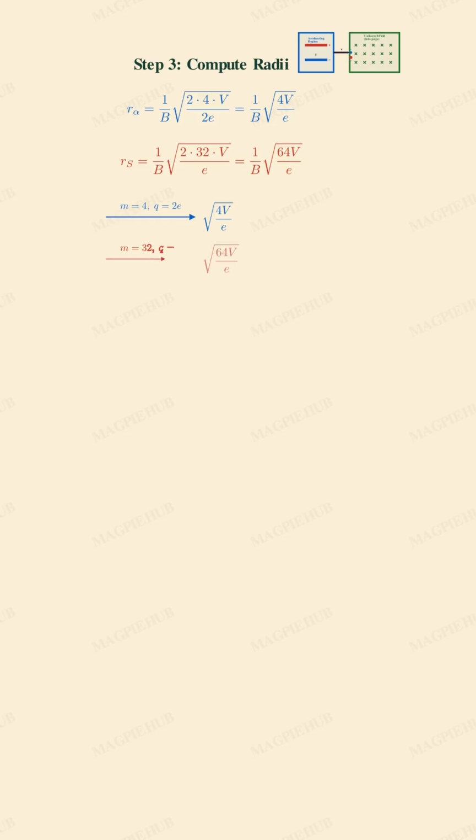Step 3. Compute the radii. For the alpha particle, we substitute mass 4 amu and charge 2e into our radius formula. r_alpha equals 1 over B times the square root of 2 times 4 times V over 2e. Simplifying inside the square root, 8V over 2e equals 4V over e. So r_alpha equals 1 over B times root of 4V over e. For the sulfur ion, mass is 32 amu and charge is e. r_s equals 1 over B times root of 2 times 32V over e, which gives root of 64V over e.